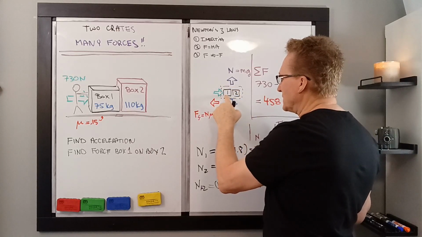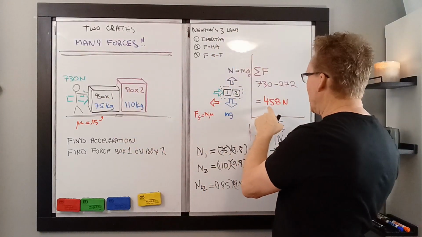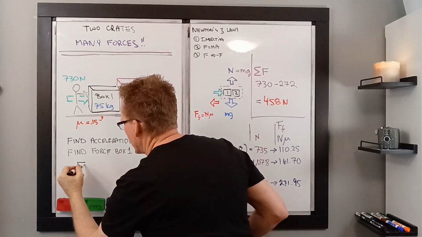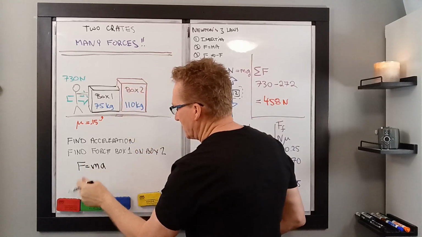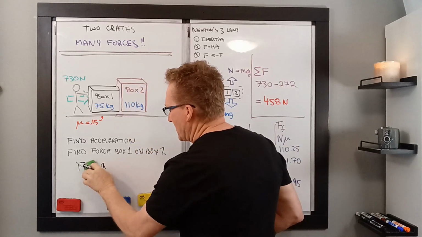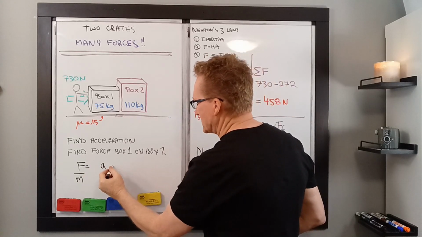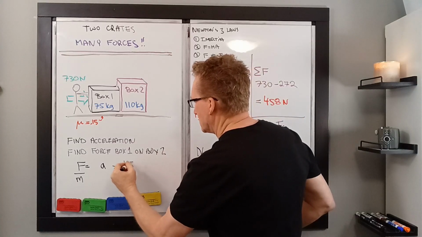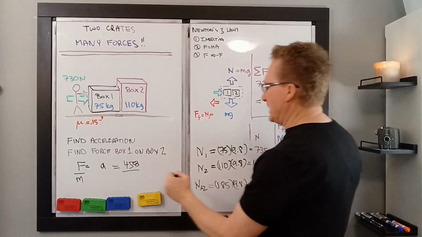So if we want to find out the acceleration of both these masses, because they're going to stick together here, we're going to have to take this force and this mass here. Remember, we have just simply force is equal to mass times acceleration. We want to find the acceleration, so we divide both sides by mass like this. So the acceleration is equal to the force divided by the mass, which in this case is 458 divided by the total mass. We've already figured that out over here, 185.